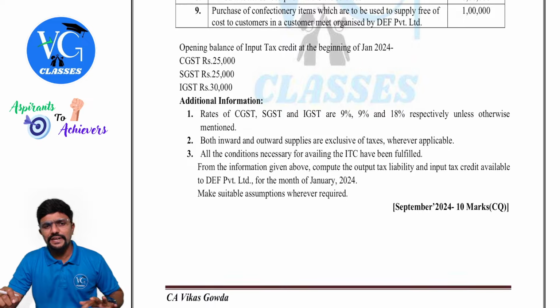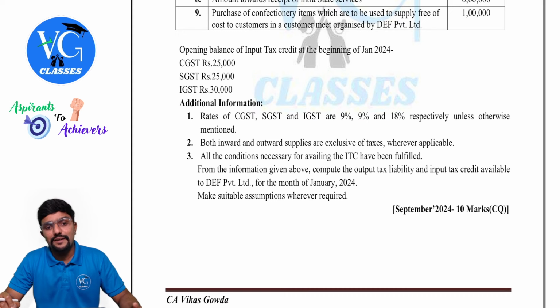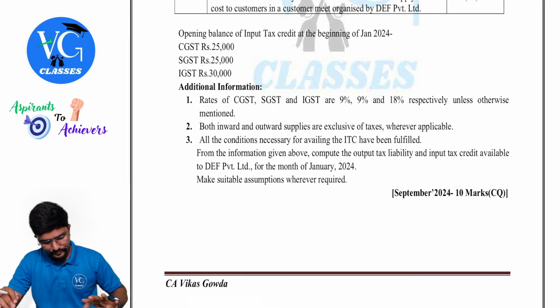And the requirement, I have already read it. Once again, let me read it. From the information given above, compute the output tax liability and input tax credit available to DEF Private Limited for the month of January 2024, guys. Make suitable assumptions wherever required.